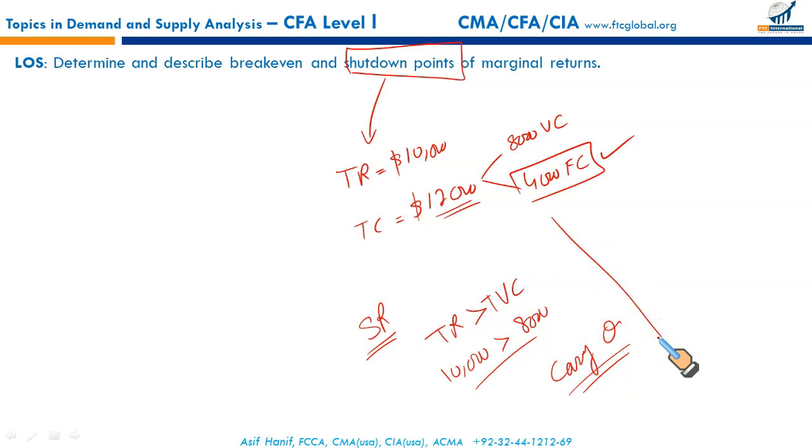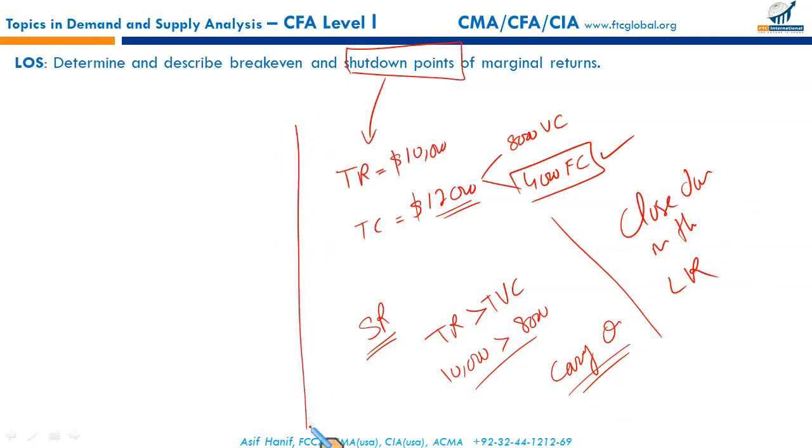If it goes on and on in the long run, you have to shut down. So if your total revenue is greater than total variable cost, carry on in the short run, close down in the long run. But if your total revenue is less than variable cost, you are not able to cover your variable cost, shut down even in the short run, and there is no question for the long run. If you are not able to cover your variable cost in the short run, there is no justification for running such a terrible business. Close down, shut down.